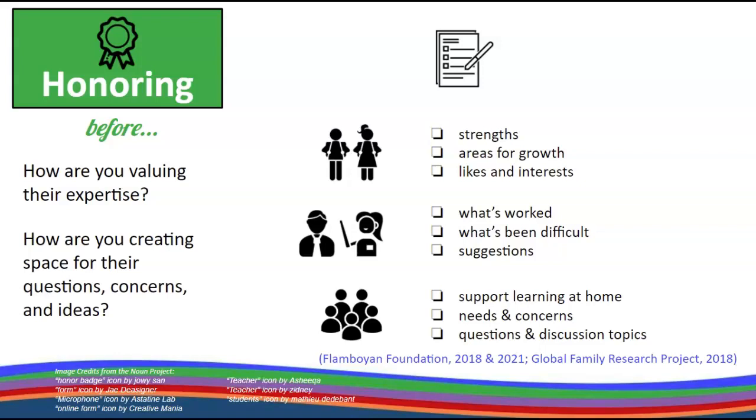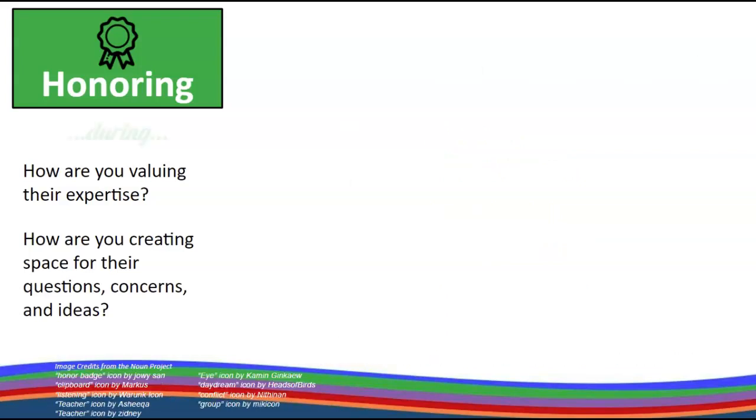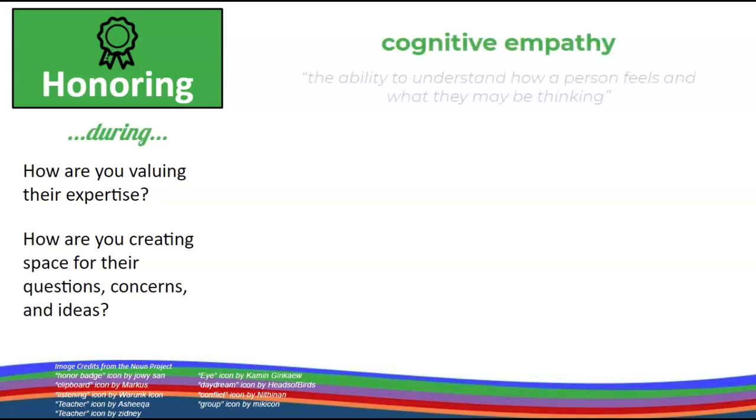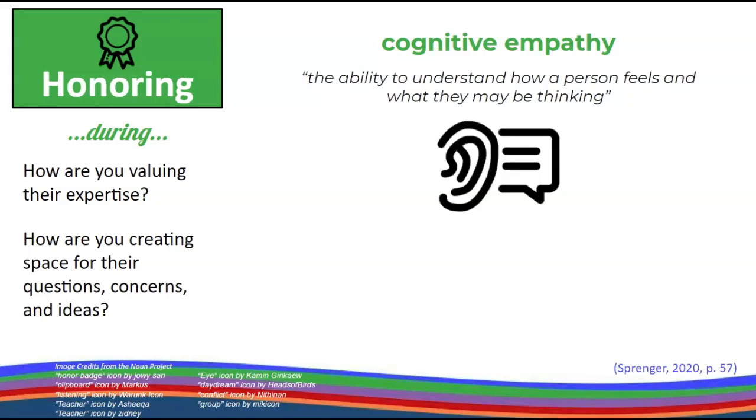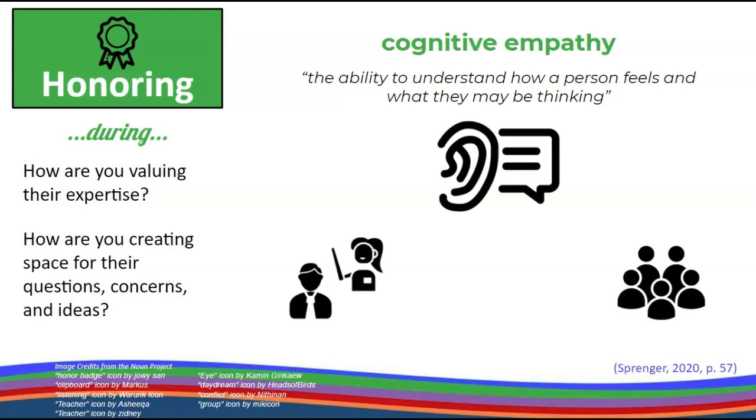Increasing the survey's ease of access may also improve results, such as enabling responses through an online form, text and communication app, or audio recording. During conferences, we can honor families by practicing perspective taking, also known as cognitive empathy, or the ability to understand how a person feels and what they may be thinking.